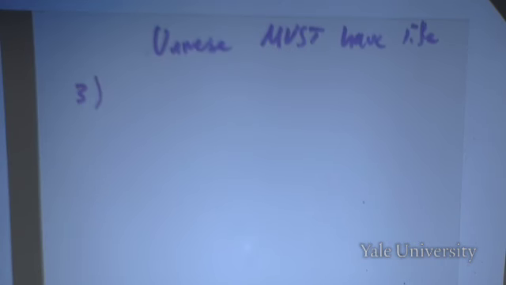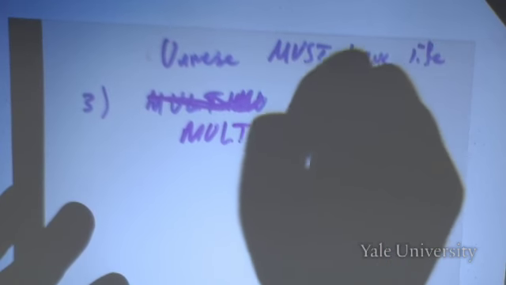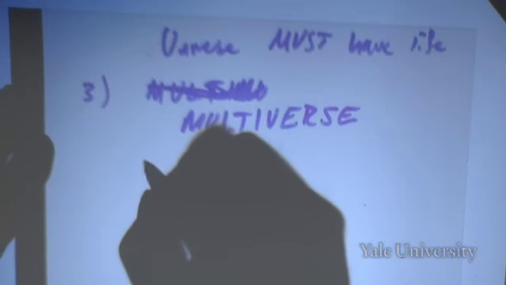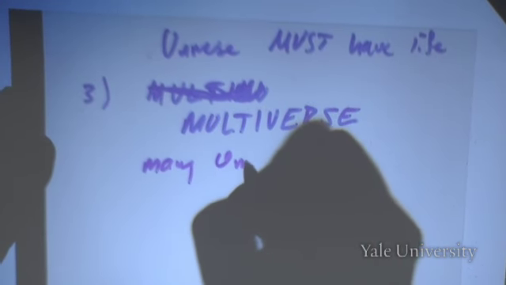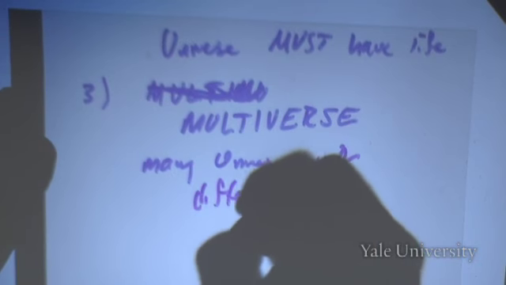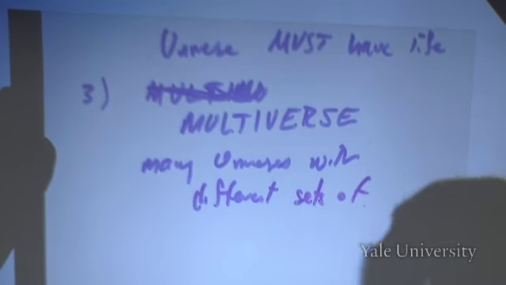But the approach to this which is getting the most attention at the moment, by the kinds of people who think about these things, is the concept of the multiverse. Universe is one universe. Multiverse is many. So the idea is that there are many universes with different sets of constants, sets of numbers and laws.